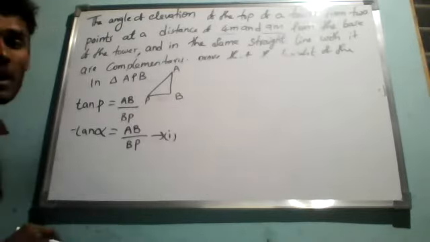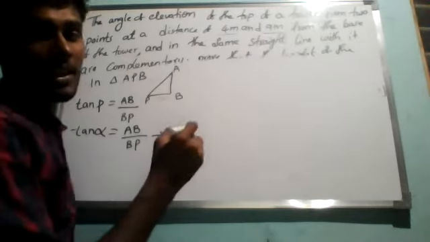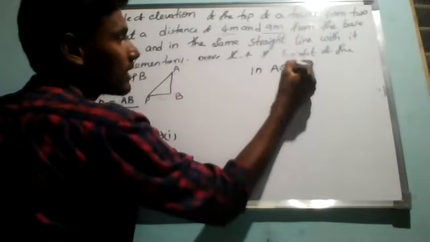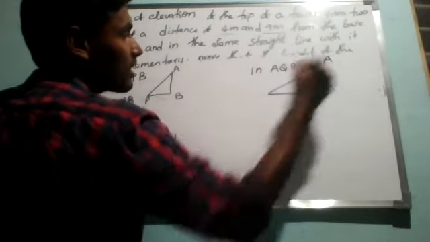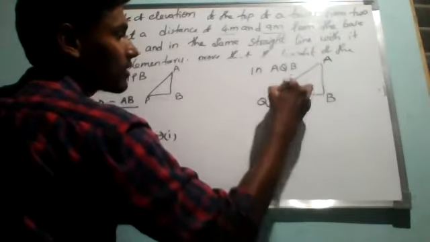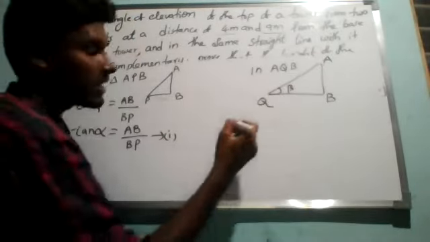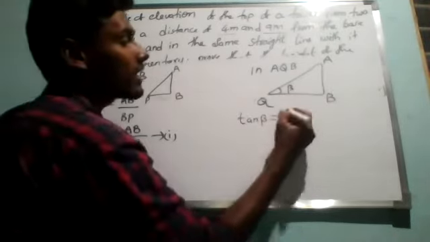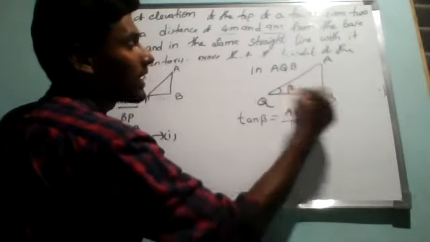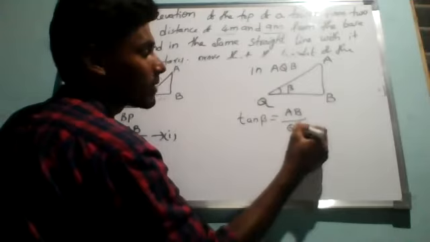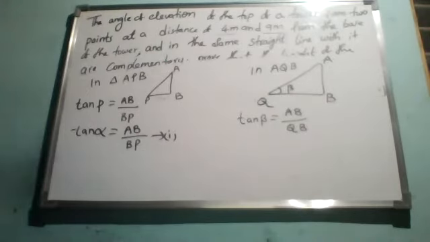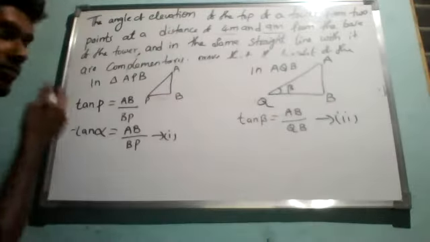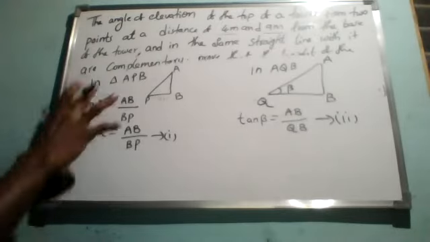Understand? So now another right angle triangle is triangle AQB. In triangle AQB, the angle AQB is equal to beta. So from that I can write tan beta, which is equal to the opposite side AB divided by the adjacent side QB. Let me imagine this is equation 2 and this is equation 1.